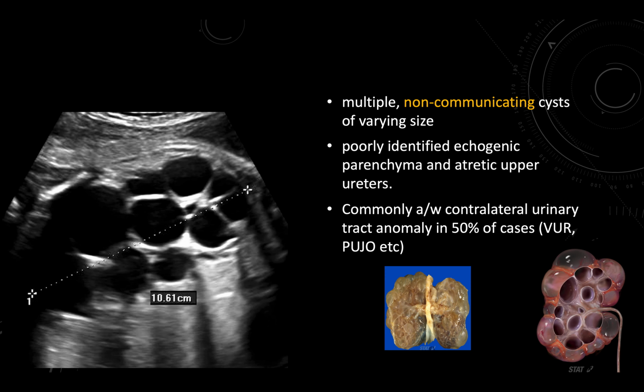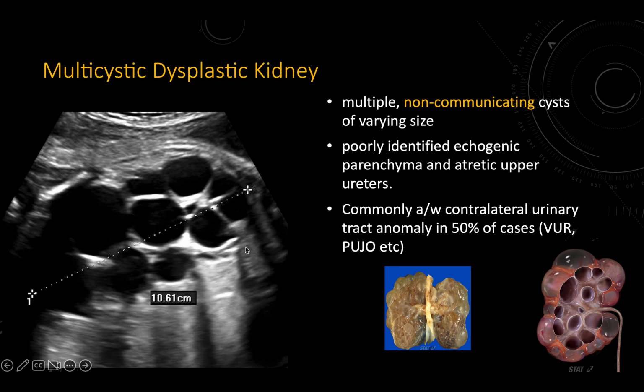Whereas if you see no normal renal parenchyma, or maybe just a thin echogenic parenchyma, you don't see the ureter, but yet you see multiple non-communicating cysts of varying sizes, then this is a multicystic dysplastic kidney, quite a common disease that can occur as a manifestation of a neonatal abdominal mass, and it is commonly associated with contralateral urinary tract anomaly in close to half of the cases, most commonly vesicoureteral reflux, which can occur in about 20% of cases.